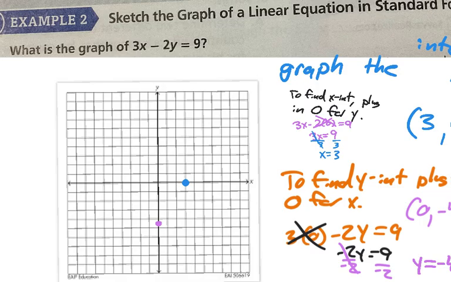So 1, 2, 3, 4.5. I found 2 points. Through any 2 points, there's only one line. There's that line. Is that great?